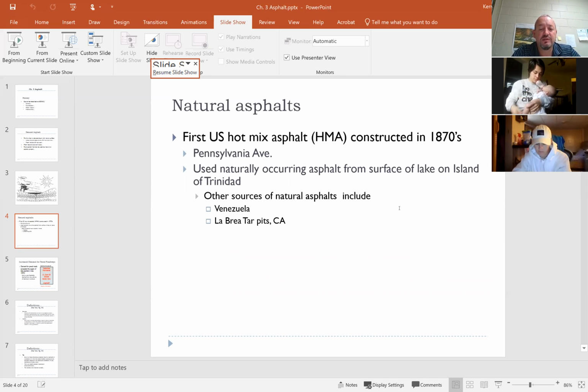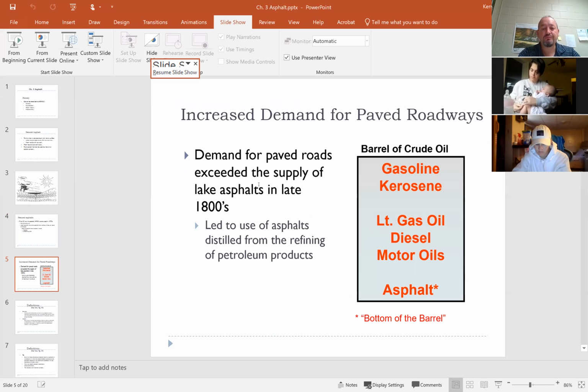Here's a slide that shows it. There are some in California. I'm not familiar with that, but definitely in Venezuela they have some natural asphalt that occurs. Most of the time we drill for it and we get crude petroleum oil.